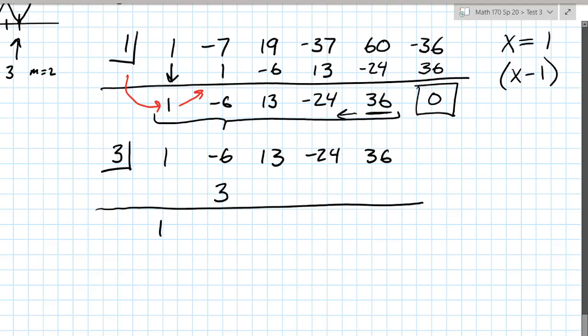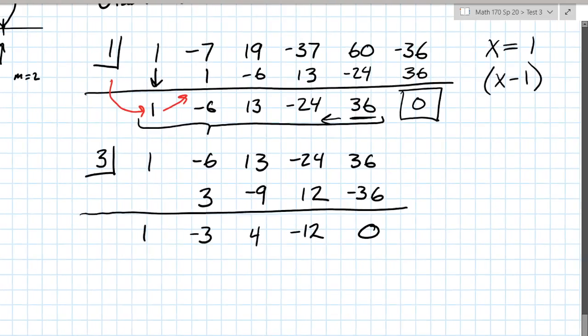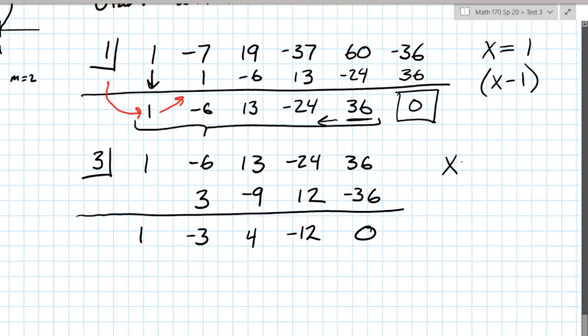3 times 1 is 3. Minus 6 gives us -3. Times 3 is a -9. Plus 13 is 4. Times 3 is 12. Minus 24 is -12. Times 3 is -36. And we're left with another remainder of 0. Which means that x equals 3 is a 0, or x minus 3 is a factor.